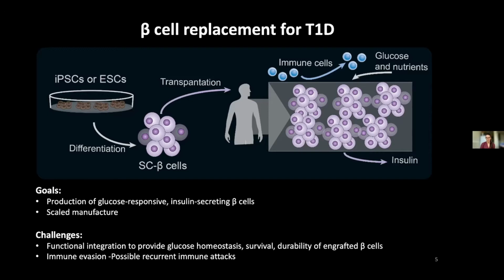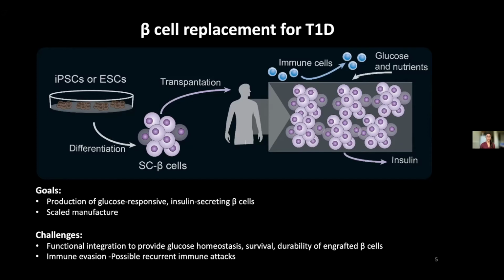Since type 1 diabetes is an autoimmune disease, as you can imagine, after you put the cells back in the patients, it's likely that the immune system will recognize, in the first place, the beta cells that we just transplanted.